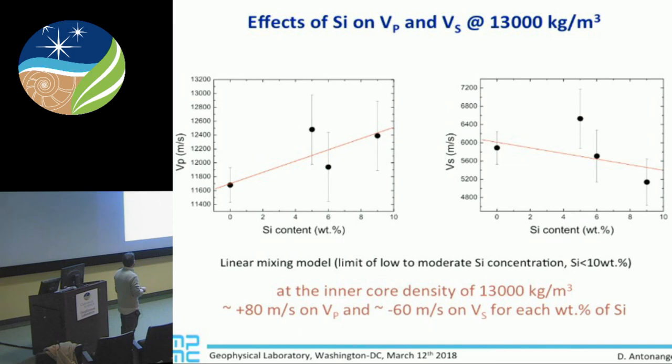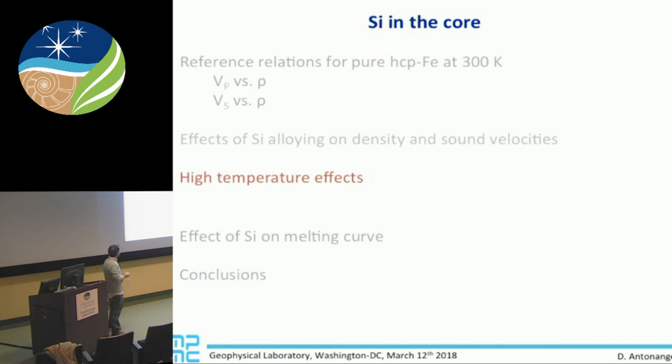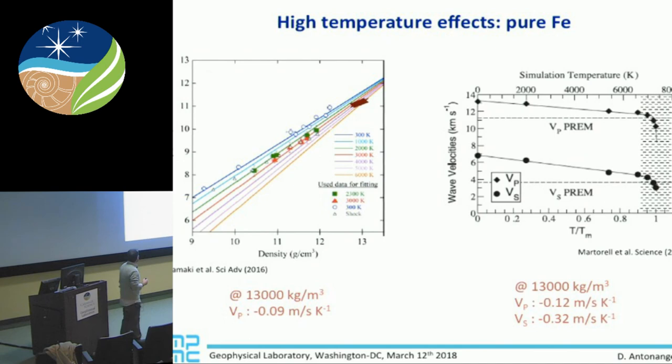Data looks to have some scatter, but if we assume for simplicity a linear mixing model, we just draw a line and we can estimate the effect of silicon on the velocity at inner core density of about plus 80 meters per second on VP and minus 60 meters per second on VS for each weight percent of silicon.